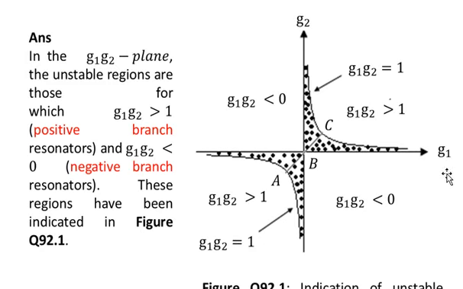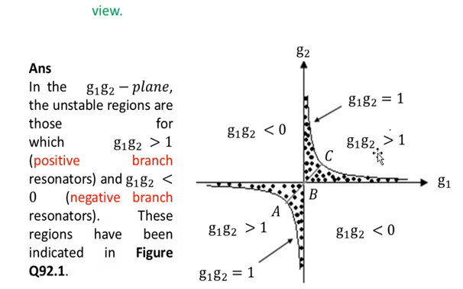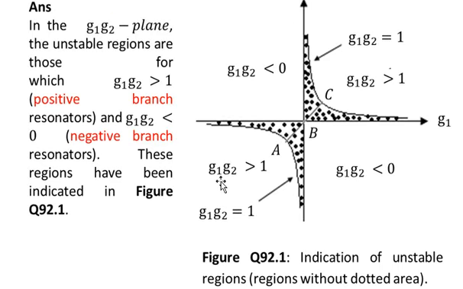You see that we are plotting G1 on the horizontal axis and G2 along the vertical axis, and we have shown 4 quadrants. In the first quadrant, we have G1 G2 greater than 1, and similarly in the third quadrant, the product of G1 G2 is greater than 1. In the first quadrant, both G1 and G2 are positive. In the third quadrant, both G1 and G2 are negative, but their product is positive.